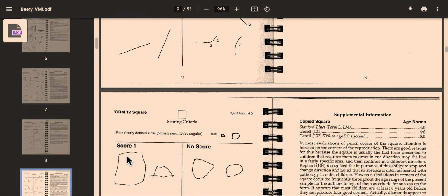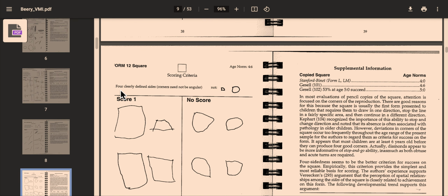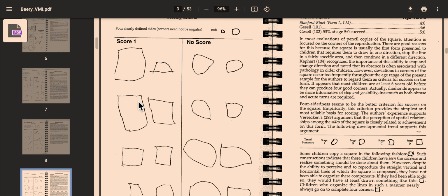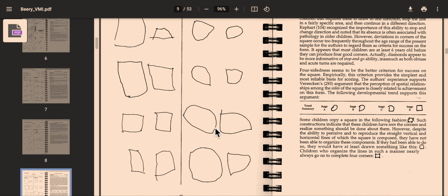Again, there's multiple items with multiple criteria. You're going to need to read each one. For the square, there's only one criteria. Are there four clearly defined sides? This one doesn't even have a closed angle, but there are four clearly defined sides. Even though this has a rounded corner and an open corner, their side is clearly different than this side. Versus this one has a side and then a big curve. This one has a side and a big curve. You can't say exactly where this ends and begins for the other side. This one you can.